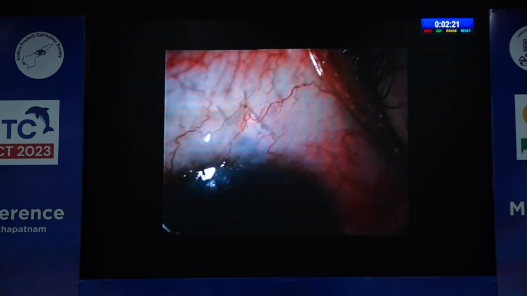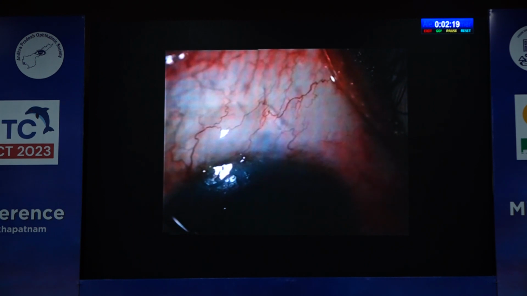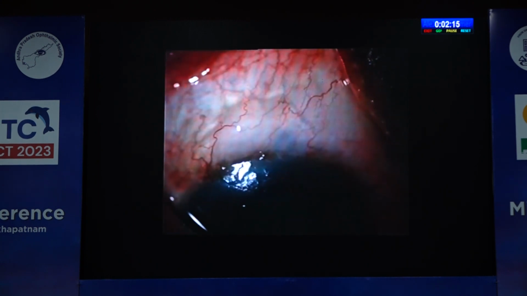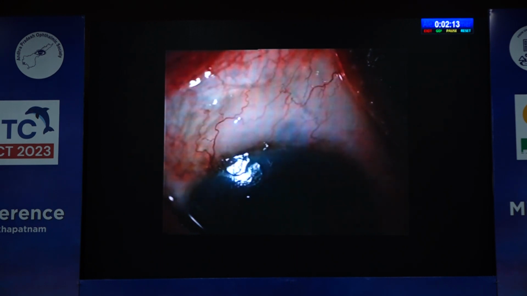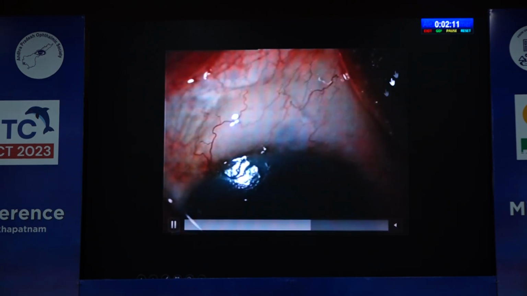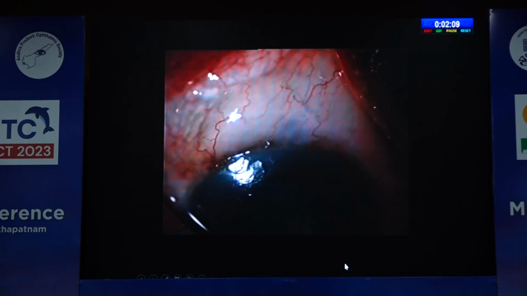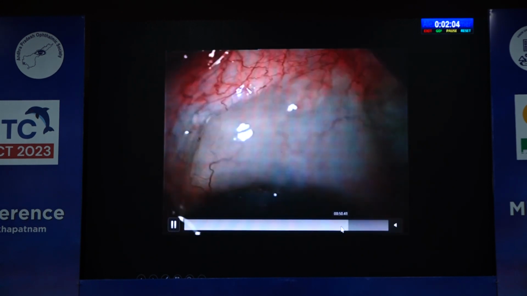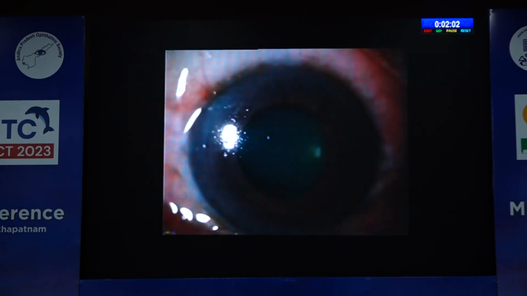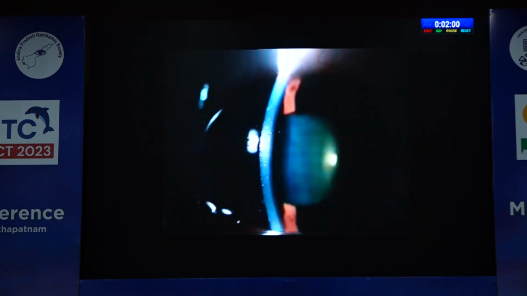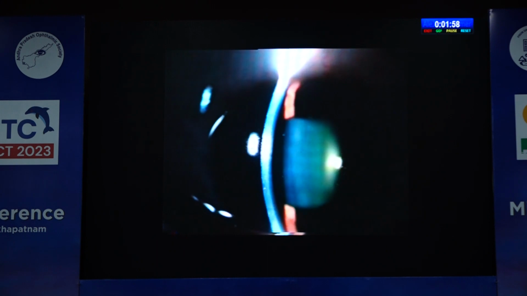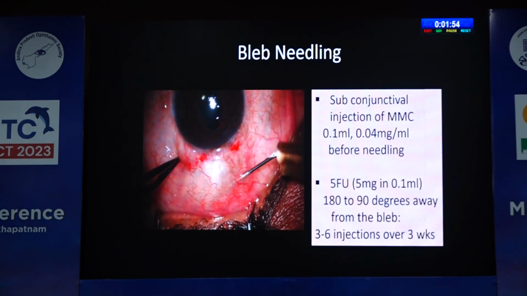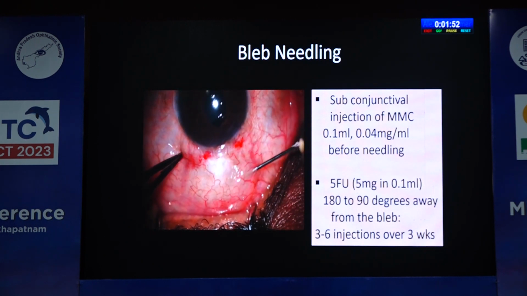I have not edited this. I have kept the same speed. We can see that a nice bleb is forming here. See how it is rising. With a little digital massage, look how nicely the bleb has formed, and again we are checking the Van Herrick.